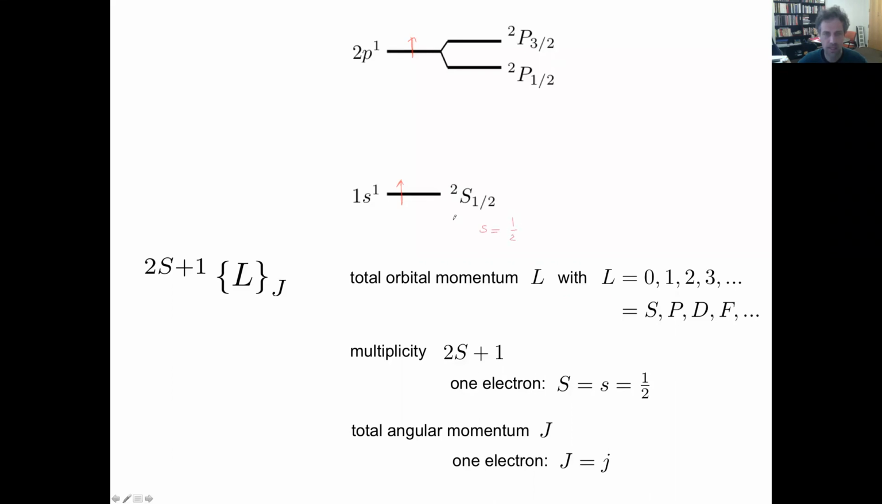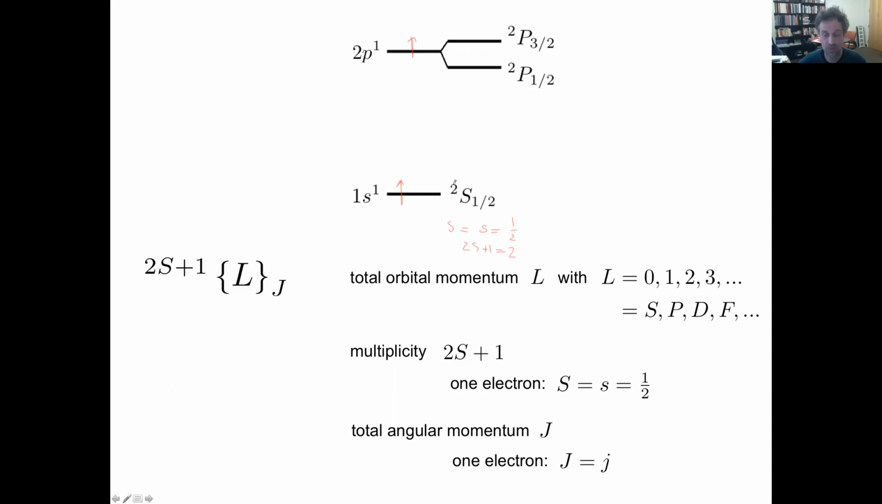Little s is the same as capital S in the case of one electron. And that means that 2s plus 1 is 2. Okay, so this number here, this multiplicity number, tells us something about the spin states in which my system can sit. It can sit in 2 different states.